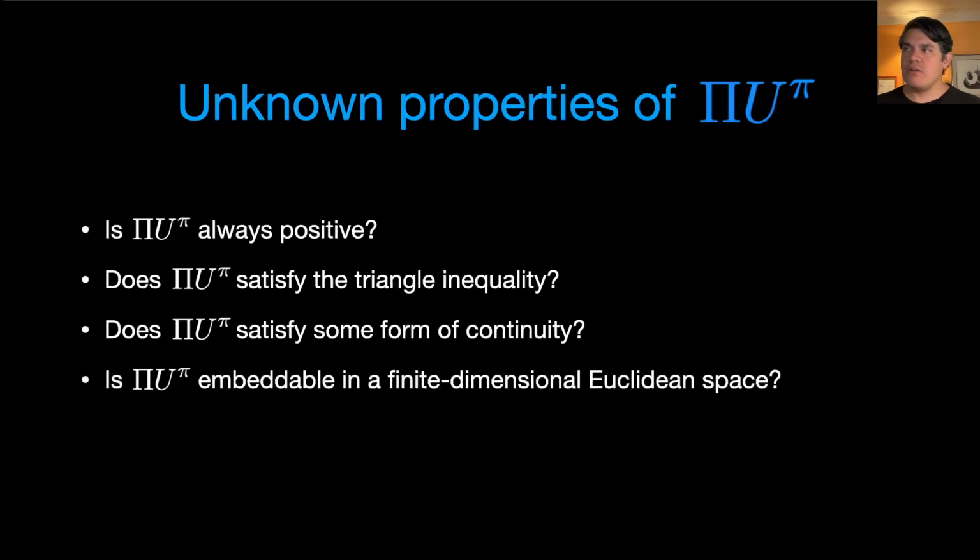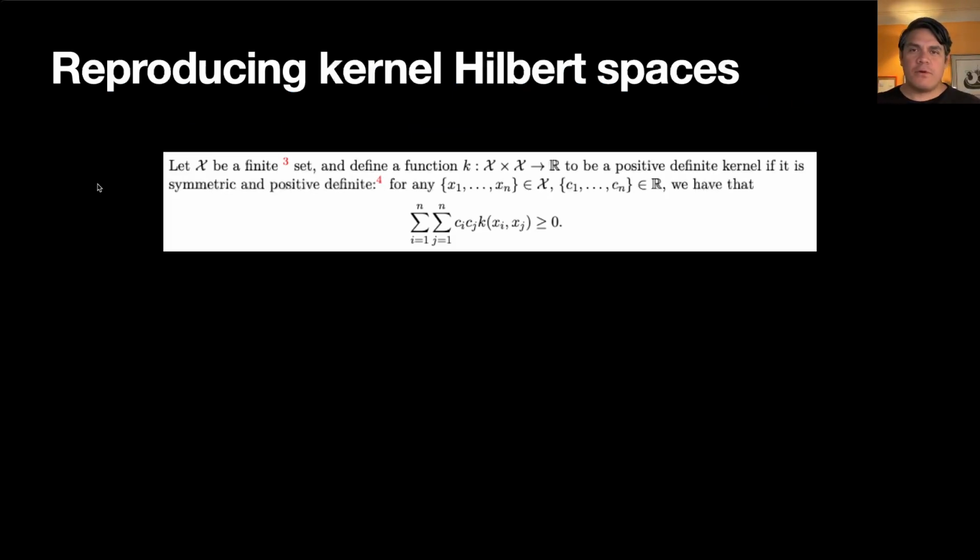And so some of the unknown properties that we investigate in this paper is whether the reduced MICo is always positive, whether this reduced MICo satisfies the triangle inequality, because this was sort of left unknown in the previous paper, whether it satisfies some form of continuity, and whether the reduced MICo is even embeddable in some finite dimensional Euclidean space. Of course, it seems to be working in practice, but does the theory tell us that this should be doable?